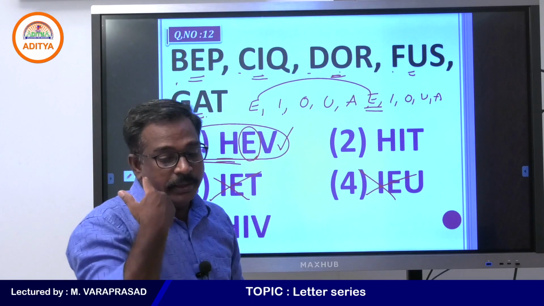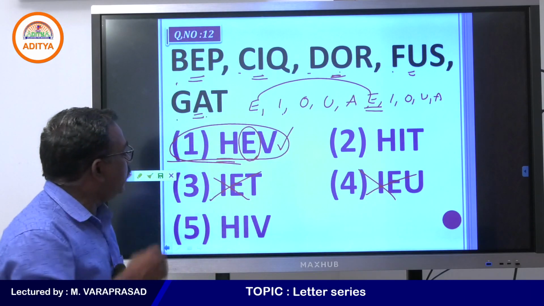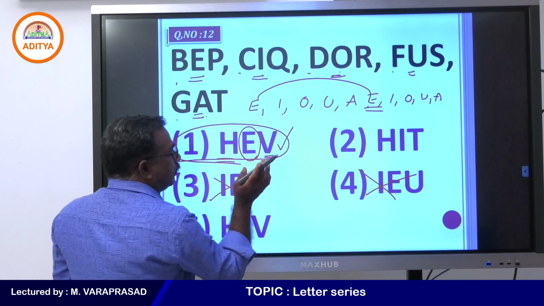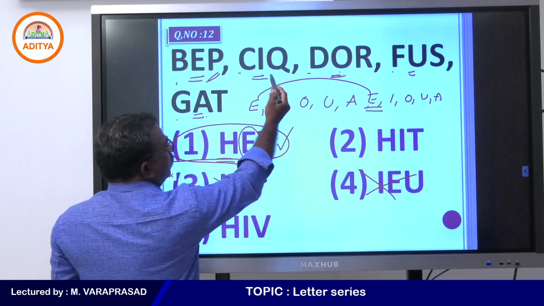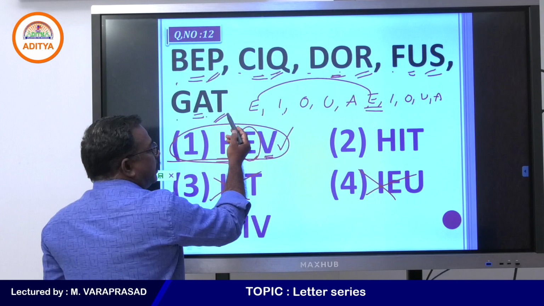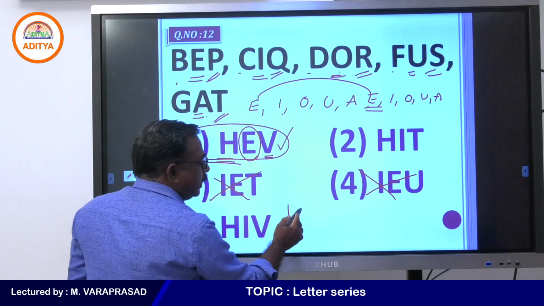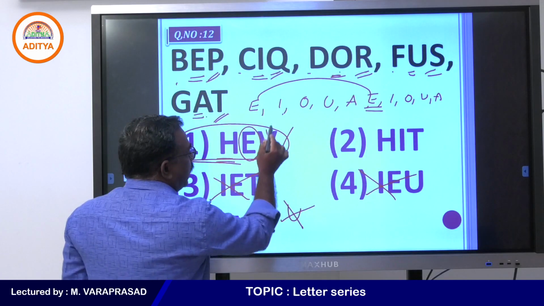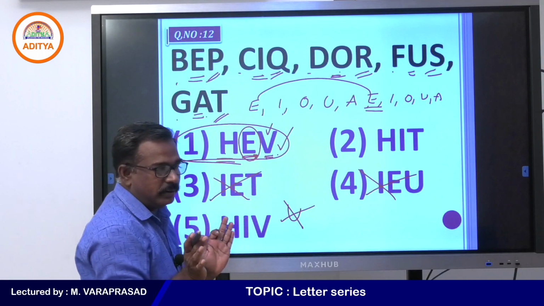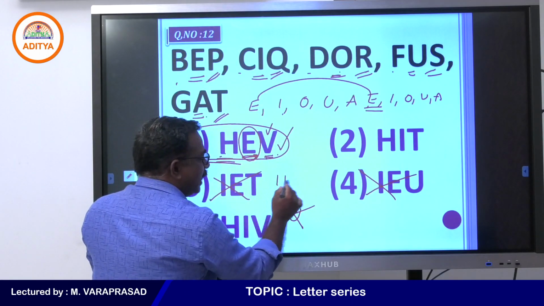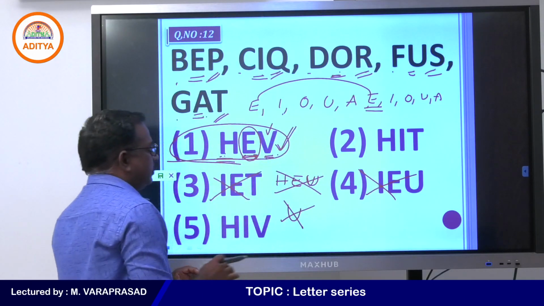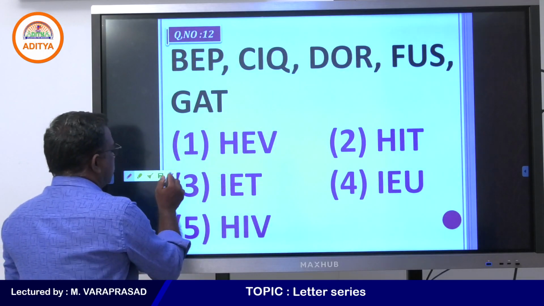Somebody has written H, I, U. Here U is a vowel, we should not write it. P is a consonant, Q is a consonant, R is a consonant, S is a consonant, T is a consonant. If you write U, it is a vowel, we should not write it. You write V. First and last letters are consonants and the middle letter is a vowel. H, E, V, not H, E, U. The first option is correct, right? Now see the next question.